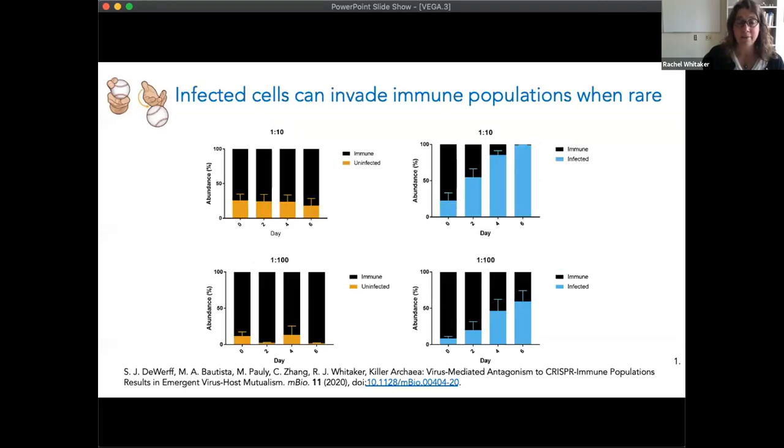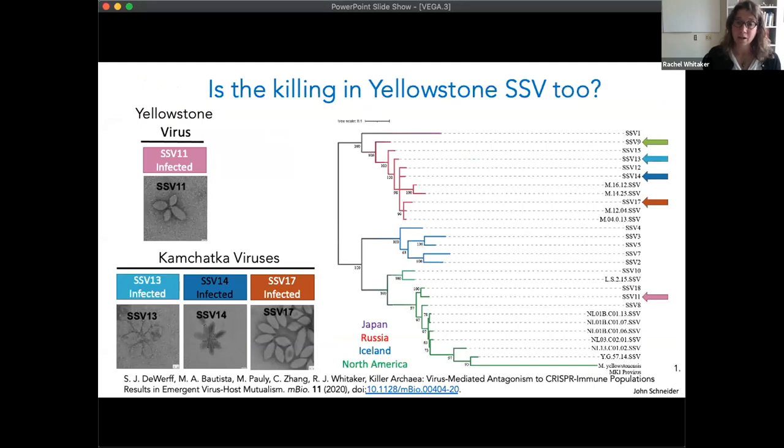This can happen at a very low number. Cells that are infected can invade from a very low number, from when they're rare, which tells us that there's a real advantage to being infected with SSV9 in competition with immune strains in a hot spring population.